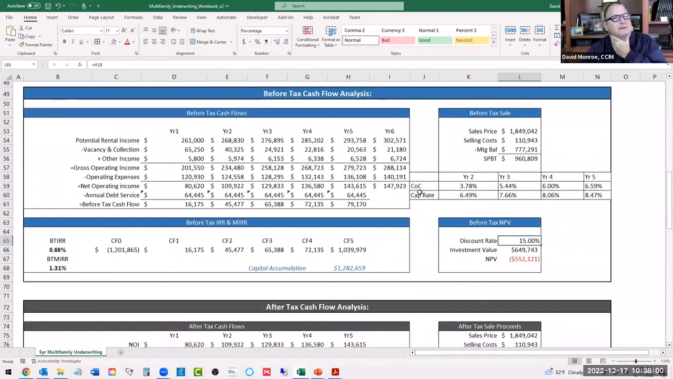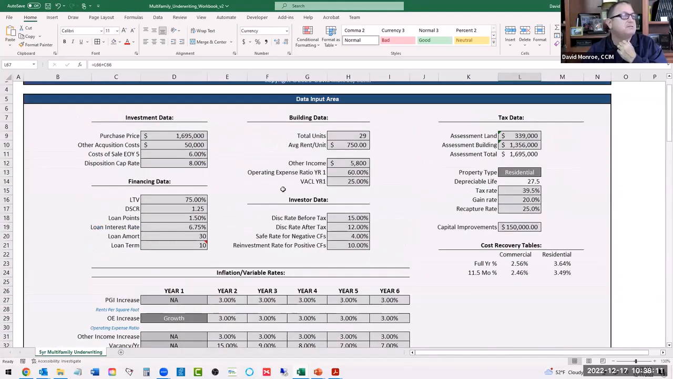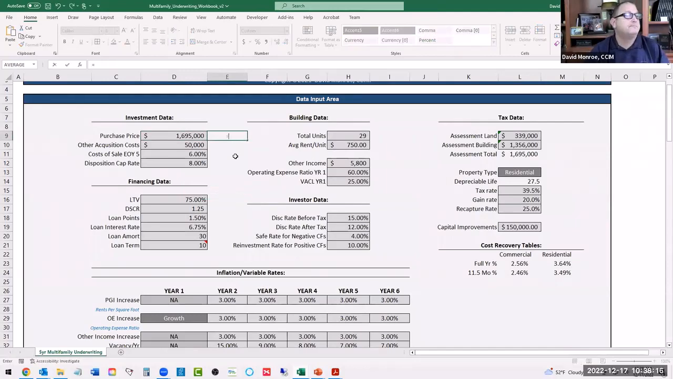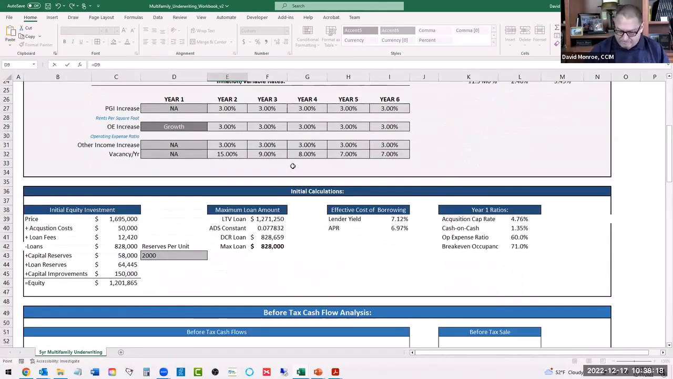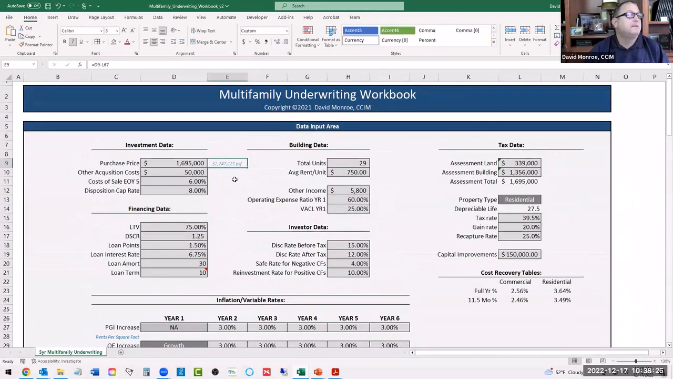Okay. So as we keep coming down, once we now know that we have to pay $552,121 less than the purchase price. So if the purchase price is $1,695,000, I go equals $1,695,000 minus net present value. Oh, it's because it was negative. I needed plus. Stand by. I know I can only pay $1,042,000.